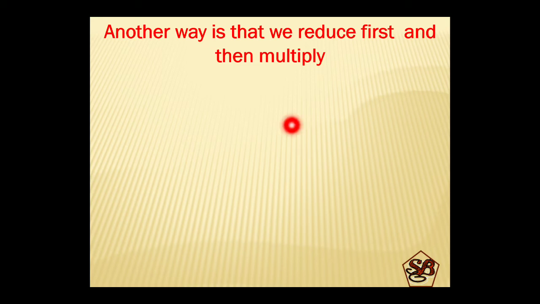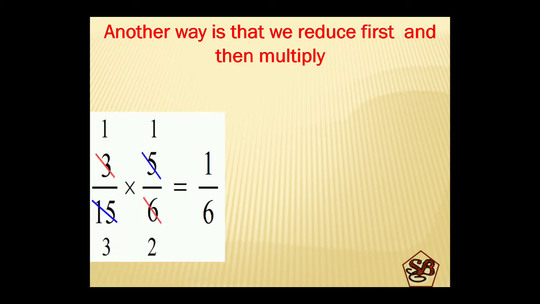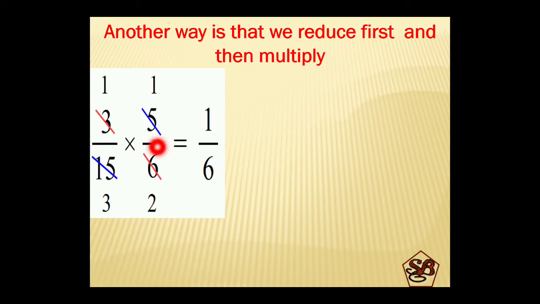Another way is that we reduce first and then multiply. Now in the previous examples, what we have done, we have multiplied the fractions and then reduced. The other way is that we reduce first and then multiply. Let's take an example of this. Here we are multiplying 3 by 15 into 5 by 6.